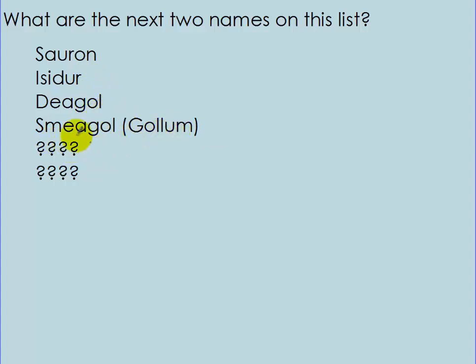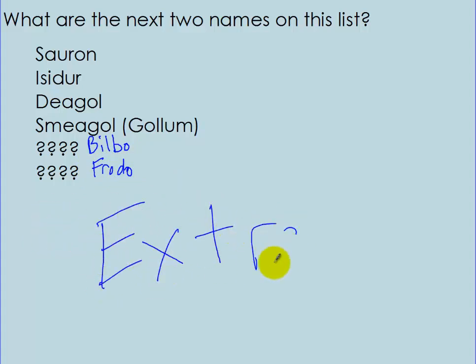And then the next two Ringbearers were Bilbo Baggins, because he went on an adventure, and he found it in Gollum's cave. And after Bilbo got it, Frodo got it, because Bilbo was old and he couldn't go take it to Mount Doom and destroy it. Now, for extra credit, tell me the rest of the Ringbearers all the way until the ring was destroyed. Post it on the YouTube channel. Extra credit.